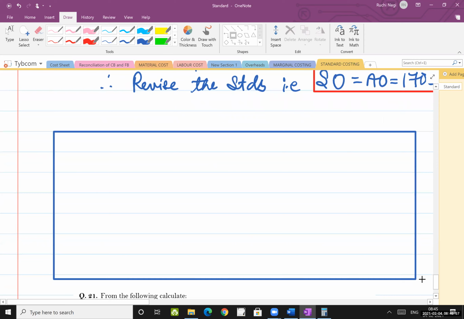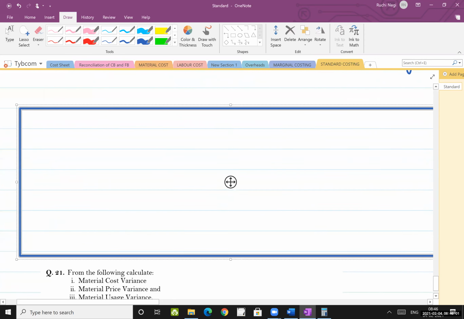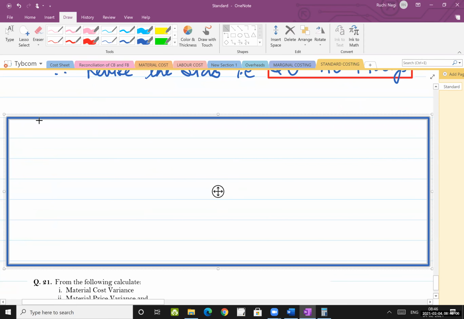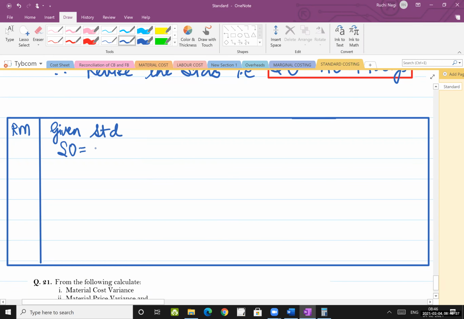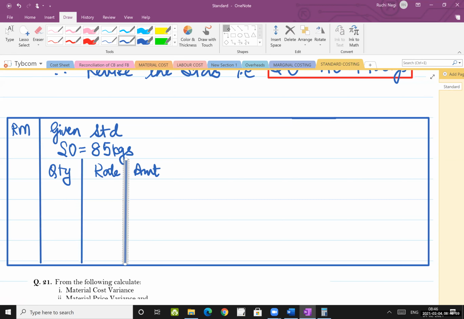There are two raw materials with you. Just wait here. Raw material type, given standards. Then you have your given standards. Okay, then my standard output is how much? 85. I just got this answer, 85 kgs. Then quantity, rate, and amount. Okay, draw this. This is the rate column. This is the amount.